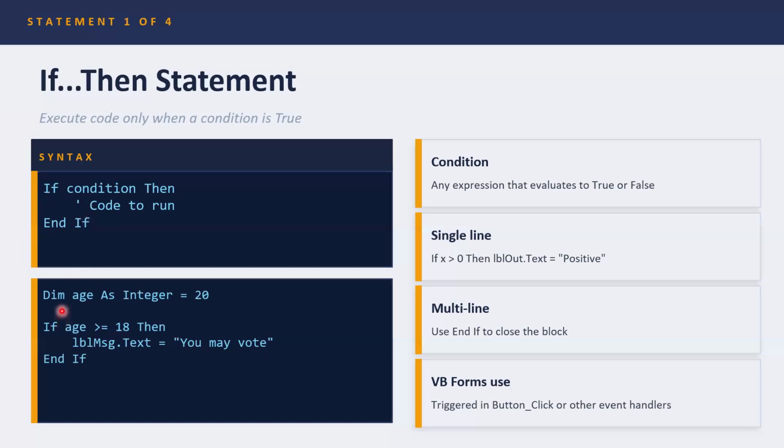For example, I have Dim age As Integer equal to 20. That means I have created a variable, giving it the name age, and put in 20. So currently age has the content of 20. Is 20 bigger than 18? Or is 20 bigger than or equal to 18? If it is, I'm going to display a message: you can vote. If it is not, I'm not going to display anything.